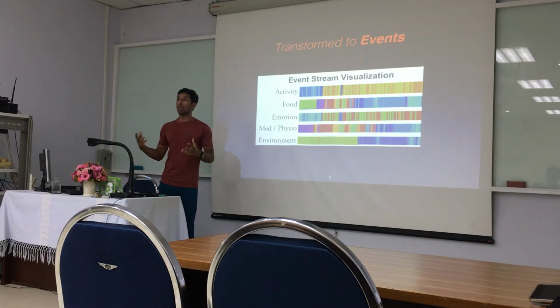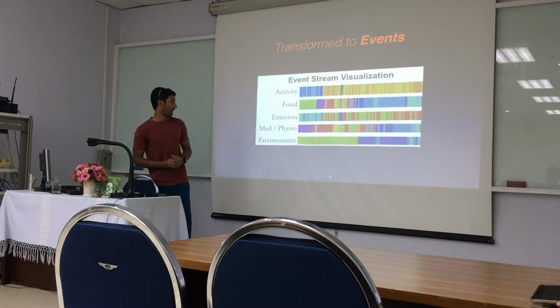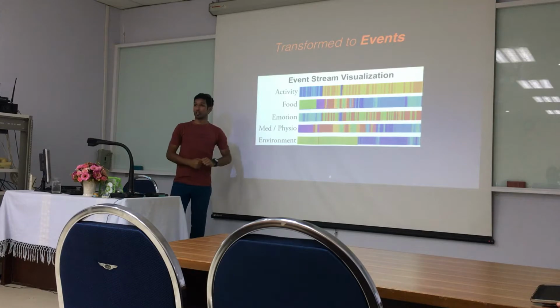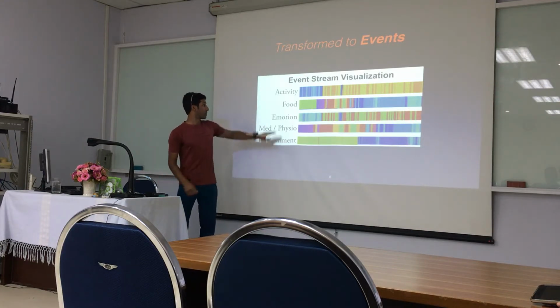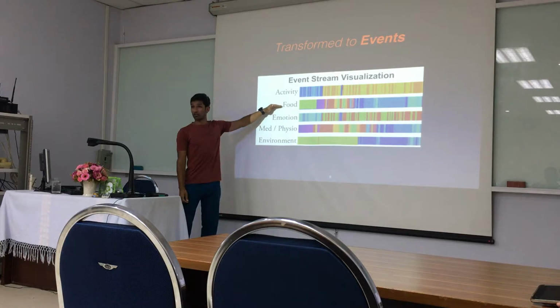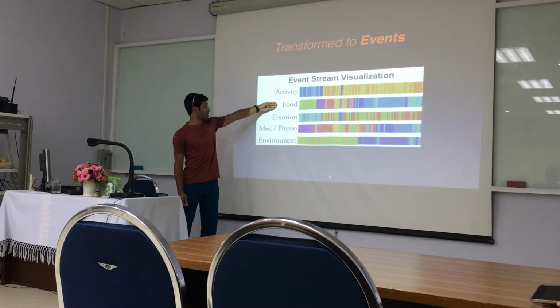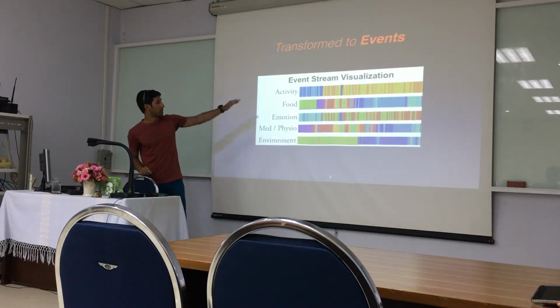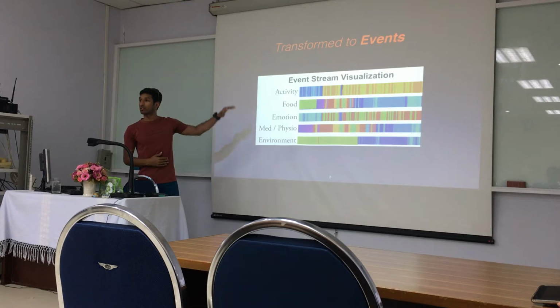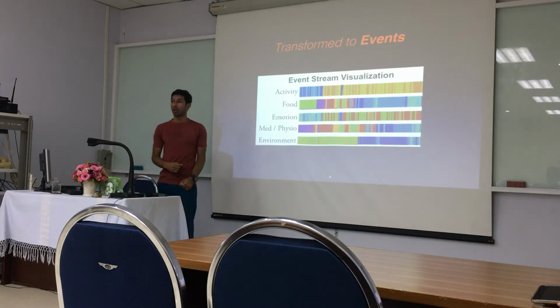So theoretically, if someone's in a hot environment, their physiology is going to change. They're going to sweat. They're going to lose blood volume. Their heart rate will go up as they get dehydrated. And maybe that's going to cause them to drink some water. And then once they drink the water, they're going to feel better, and that changes their emotional status. So this is how we begin to tease apart the events in our data streams.